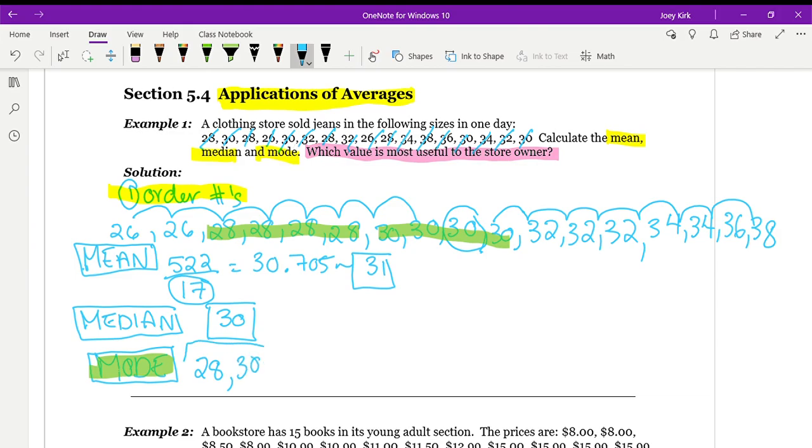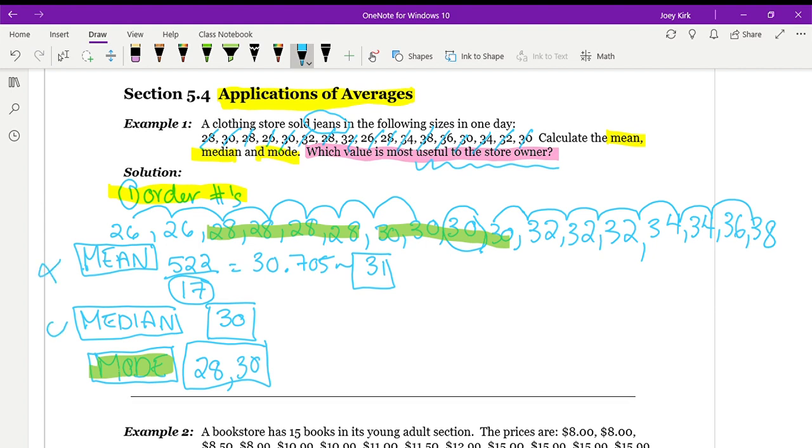Now, in this case, they're asking us which is the most useful to the store owner. So if we go back to the question, it's a clothing store that's selling jeans. So if you're selling jeans and you're trying to keep track of what sizes that you sell in the day, having the mean size might be helpful, but it's just telling you the average size. It's not really telling you, if you're a store, you need to know what you need to reorder, okay? So the mean doesn't really help us in this case very much. It gives us an average, but we can't order an average size of jeans, right? So this isn't going to really help us.